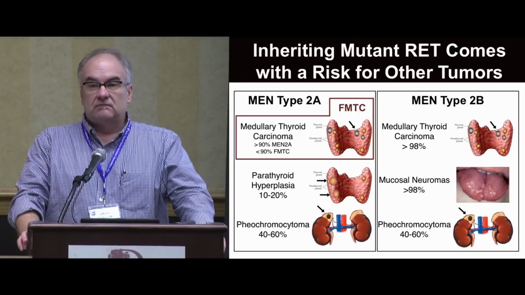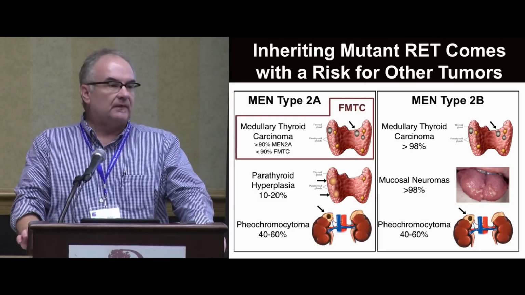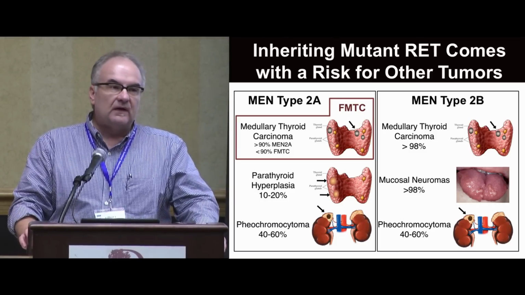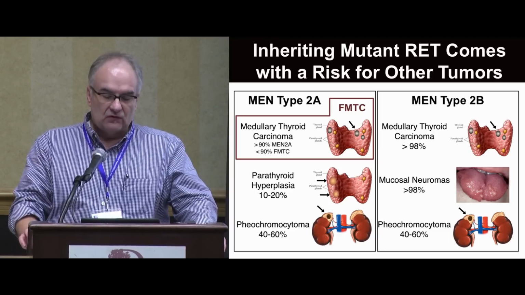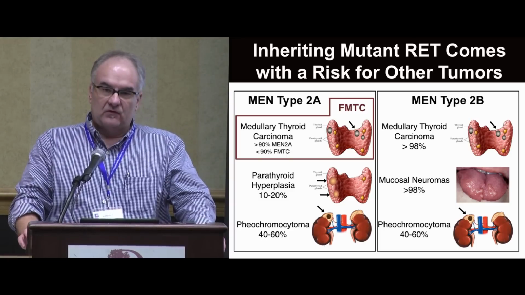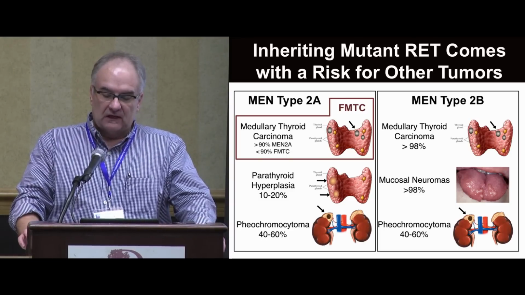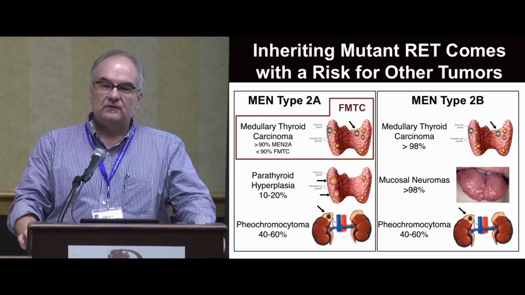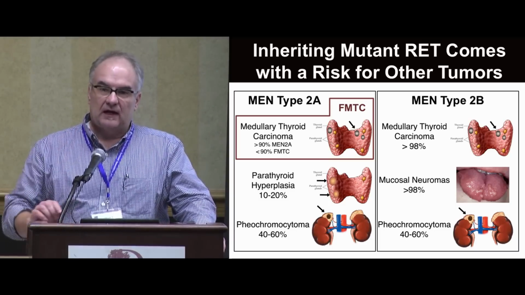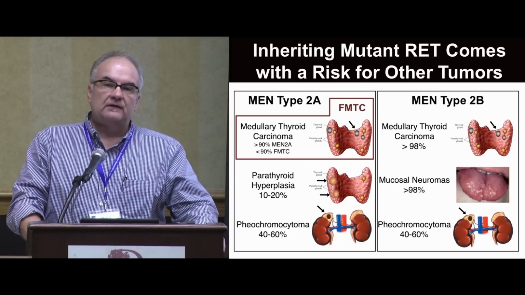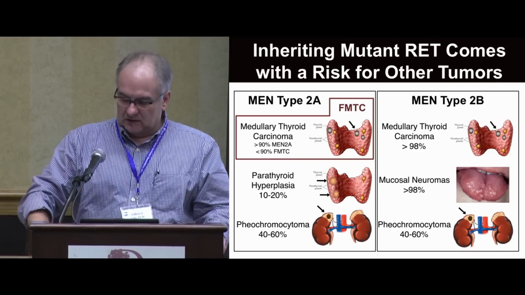Well, first of all, you are at risk for developing other types of cancers. For those of you that are affected by MEN2, you know that there is a high risk for developing parathyroid disease, for pheochromocytomas of the adrenal gland, and if you have MEN2B, for developing nerve tumors that exist throughout your GI tract. So it is not only your thyroid that is affected by having a germline mutation.